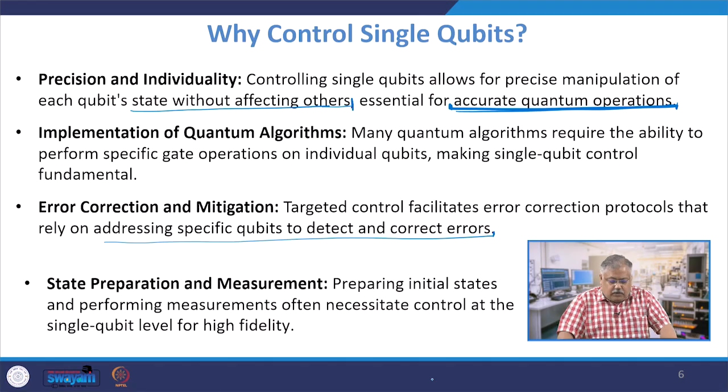Now, if you prepare the initial states, which we have done already, and perform measurements on a single qubit, you get high fidelity. So, I just want to control a single qubit without affecting the other states. Quantum algorithms can be applied, error correction is more directed, and state preparation and measurement give you high fidelity.